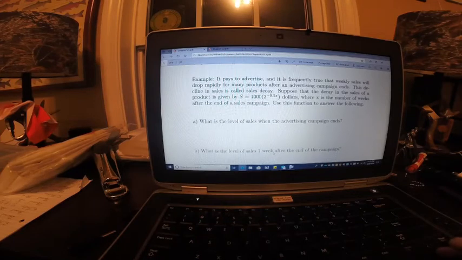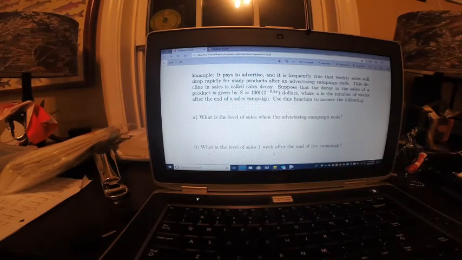if we look at this example, it says it pays to advertise, and it is frequently true that weekly sales will drop rapidly for many products after an advertising campaign ends. The decline in sales is called sales decay. Suppose that the decay in sales of a product is given by S equals 1,000 times 2 raised to the negative 0.5x dollars, where x is the number of weeks after the end of a sales campaign. Use this function to answer the following.